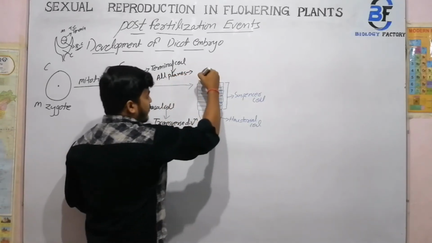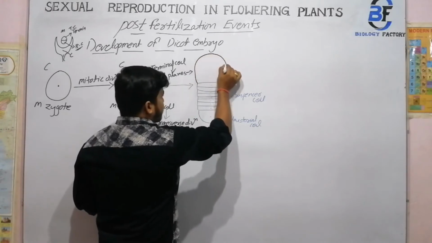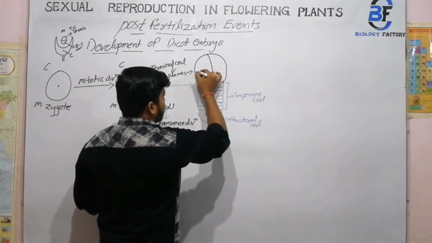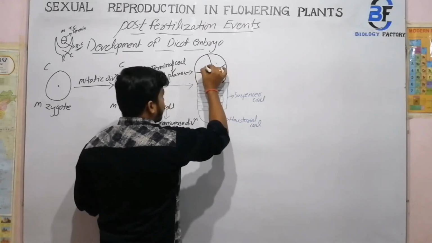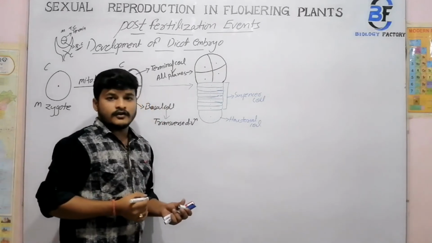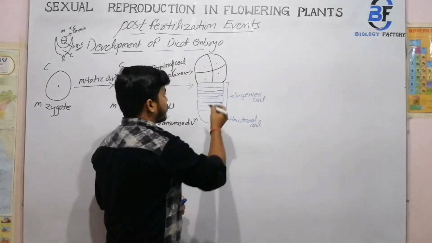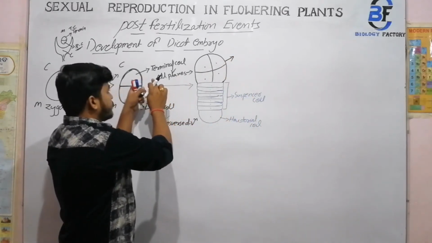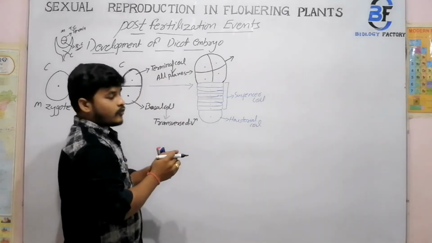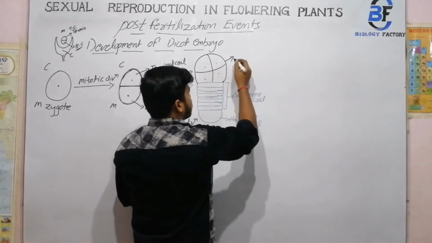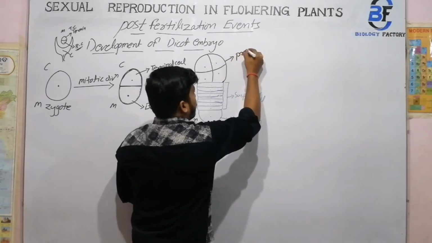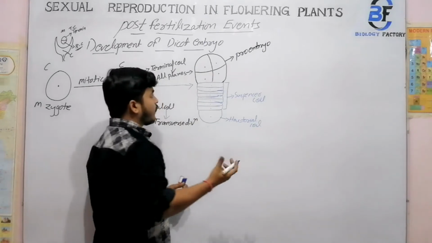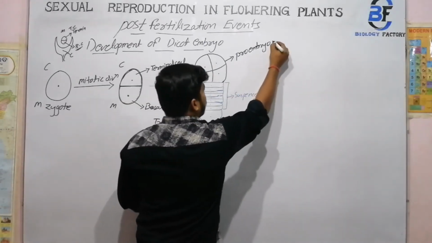And what is formed? It forms a mass of cells over here. At first, 2 divisions take place and 4 cells are formed, and this condition is always known as your proembryo. That means the condition formed from the terminal cell in all planes is known as your proembryo.